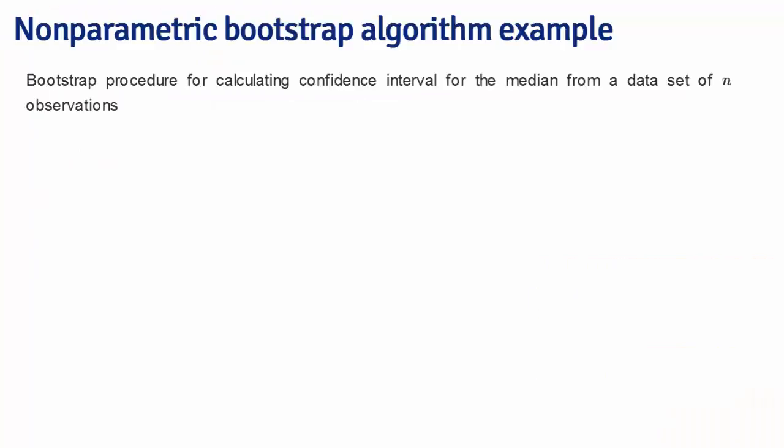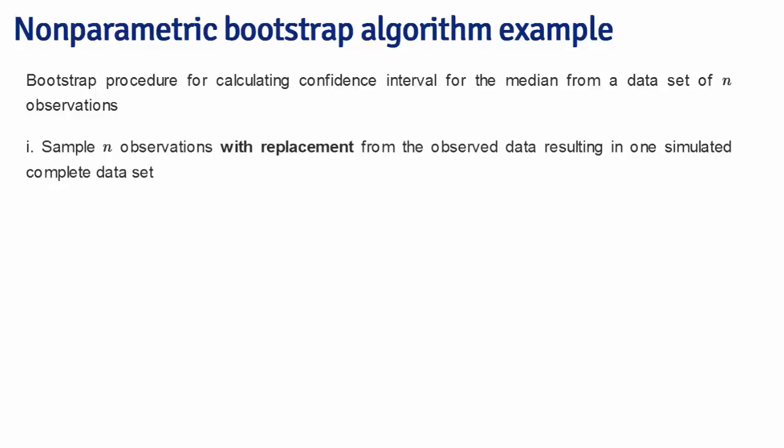So let's go through the Bootstrap algorithm in a little bit of detail for calculating a confidence interval or Bootstrap standard error for the median from a set of n observations. The data that we have is a vector of length n. Then what we're going to do is resample n observations with replacement from the observed data to get a resampled complete data set.